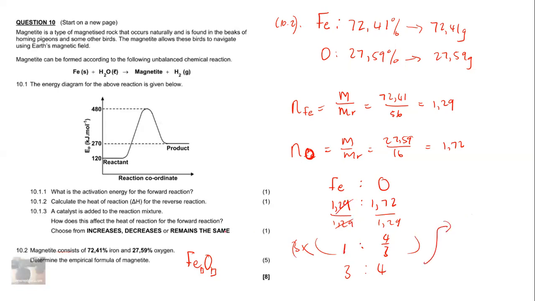Therefore, my final answer, the empirical formula for magnetite, will be Fe3O4, where Fe is 3 and oxygen is 4. And therefore, we are done for 5 marks. That's how we solve this question.